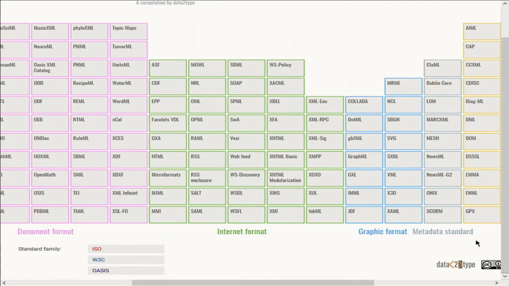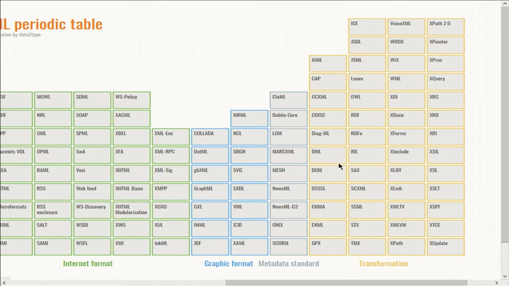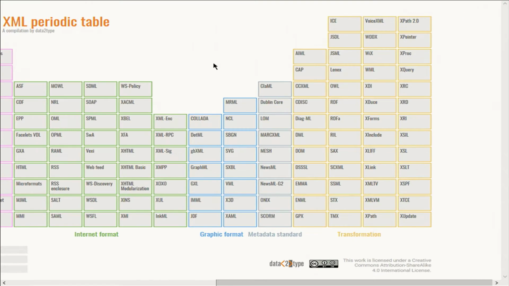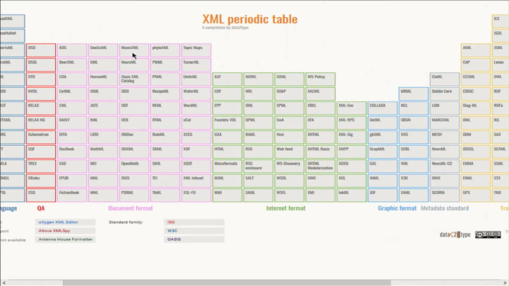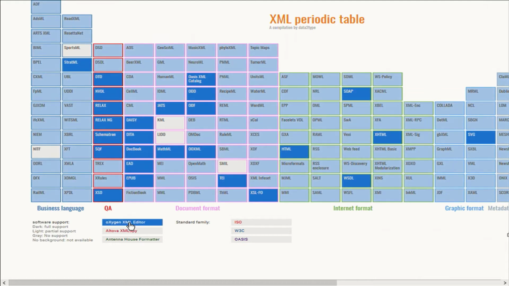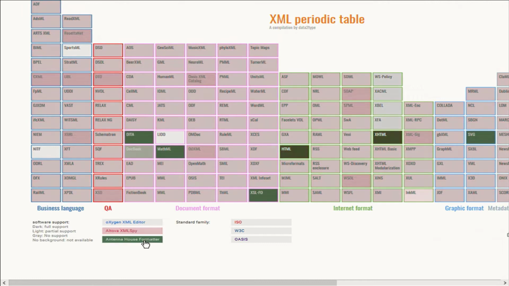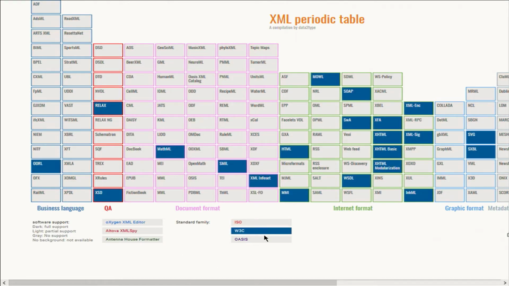and graphic format and transformation. So this should give you an overview of where a language is located and how to use it, just to present it and make it more clear. Also, we have software support down here for Oxygen. You can see how fully it's supported by Altova XML Spy and Antenna House. And then also the standard family it belongs to.